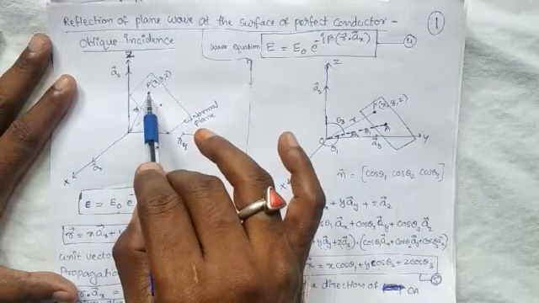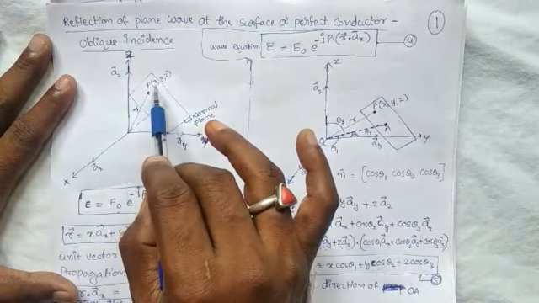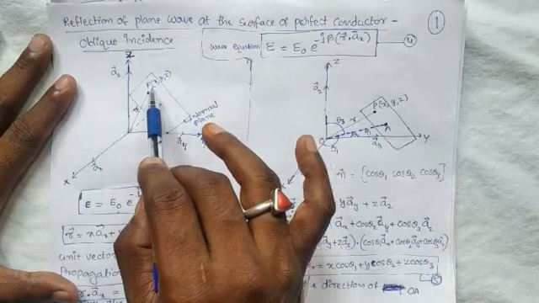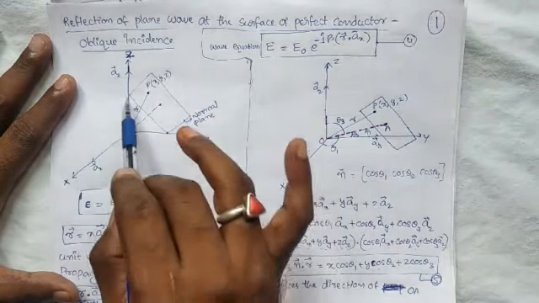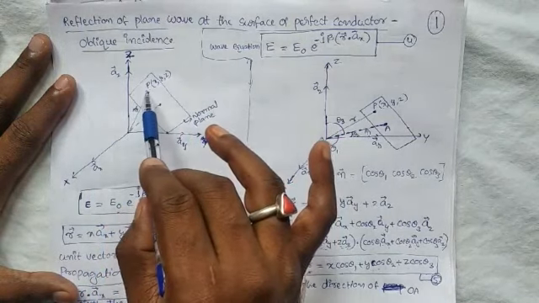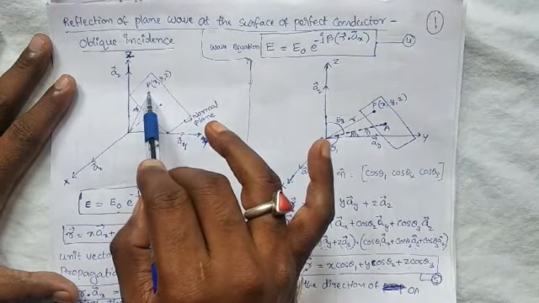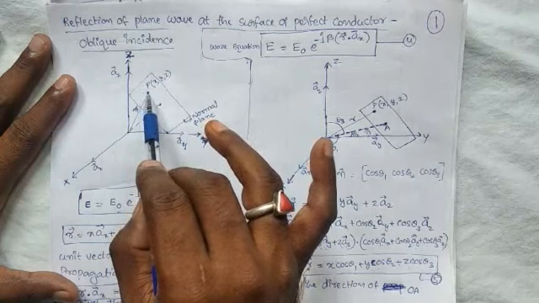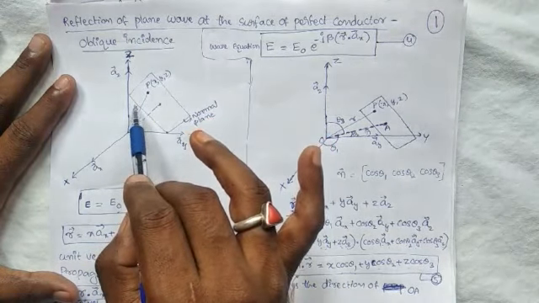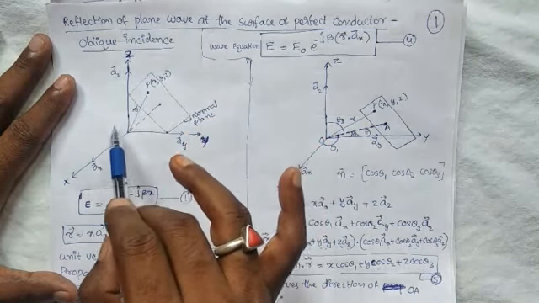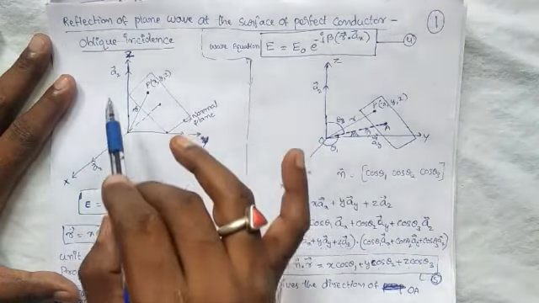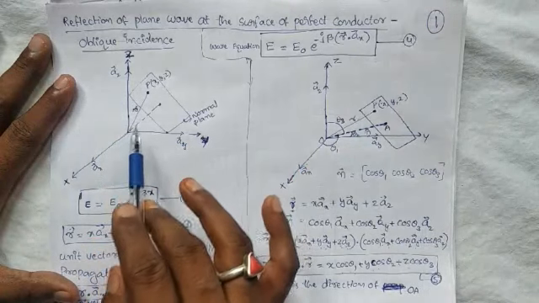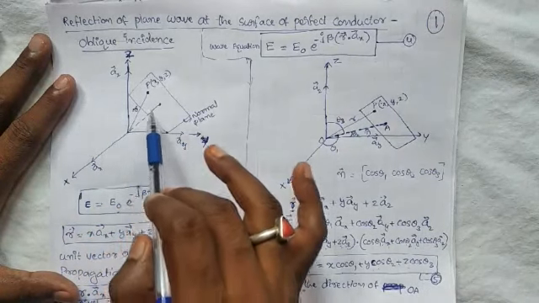I am considering the point P, P of x comma y comma z, where x, y, z represent the components along the x, y, z axes. We are taking point P in the plane with position vector r. The unit vectors along x, y, z directions are ax, ay, az.